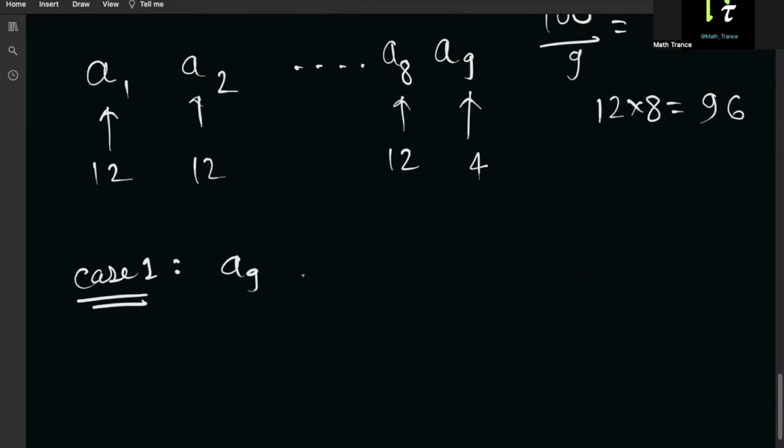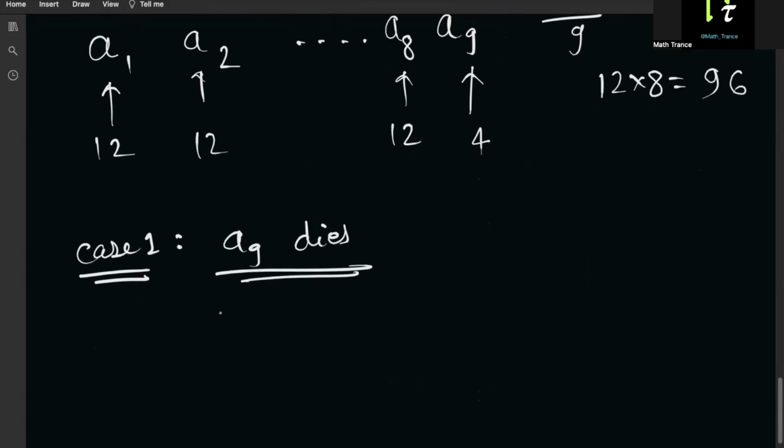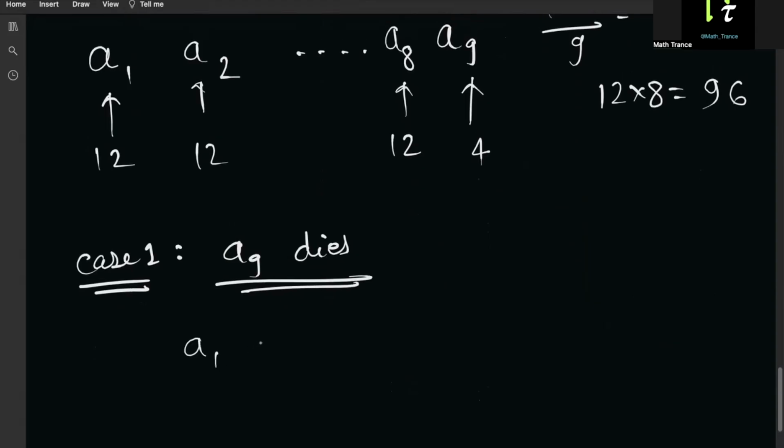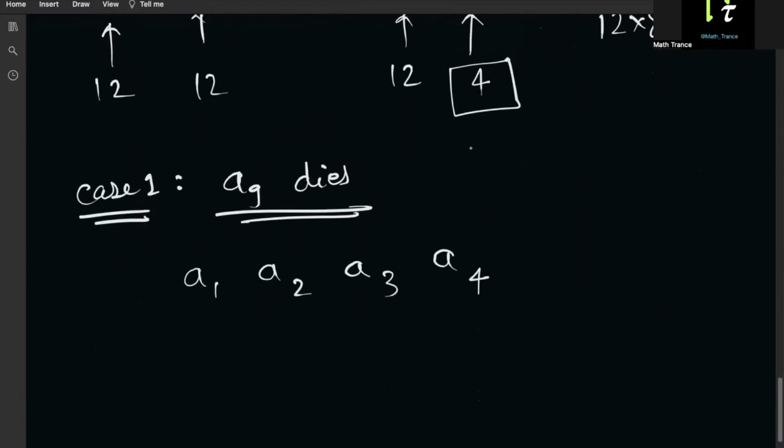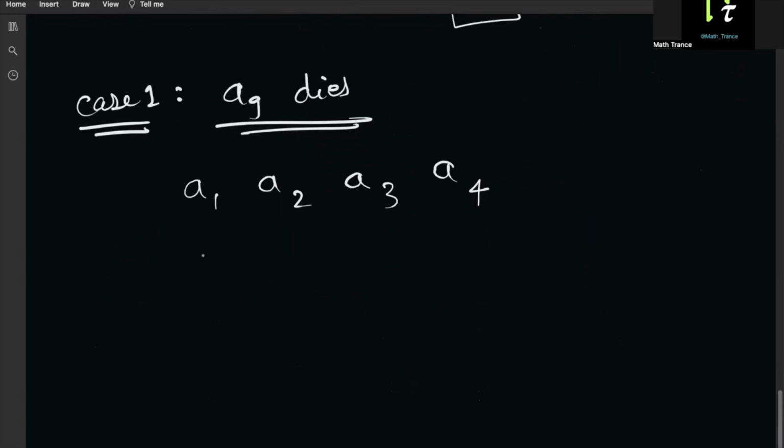that exactly A9 dies. If A9 dies, then there is no problem, because you have 8 rats, right? So you only have to choose. First of all, if A9 dies, that means the poison was here, right? That means out of these 4 bottles, one of them was poisoned. So I'll feed one bottle to each.